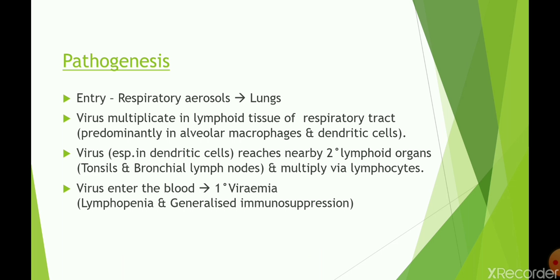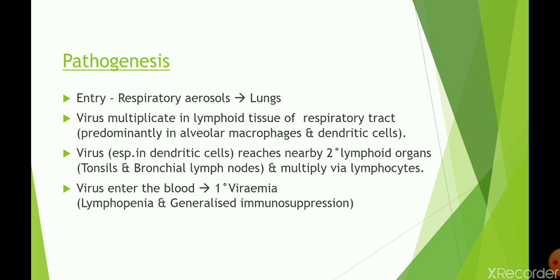About the pathogenesis, how it enters the lungs, mainly through respiratory aerosols. The virus multiplies in the local lymphatic tissues in the respiratory tract. Predominantly, we know there will be alveolar macrophages or dust cells and also dendritic cells. And these two are the antigen presenting cells or APCs. And they will continue its multiplication.